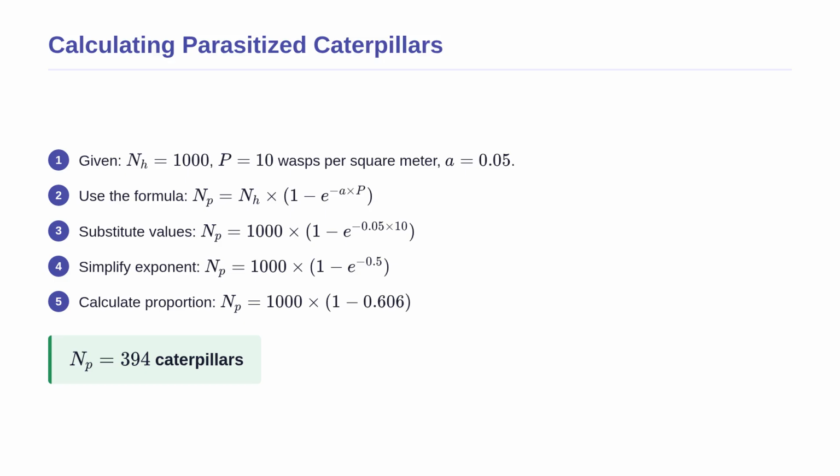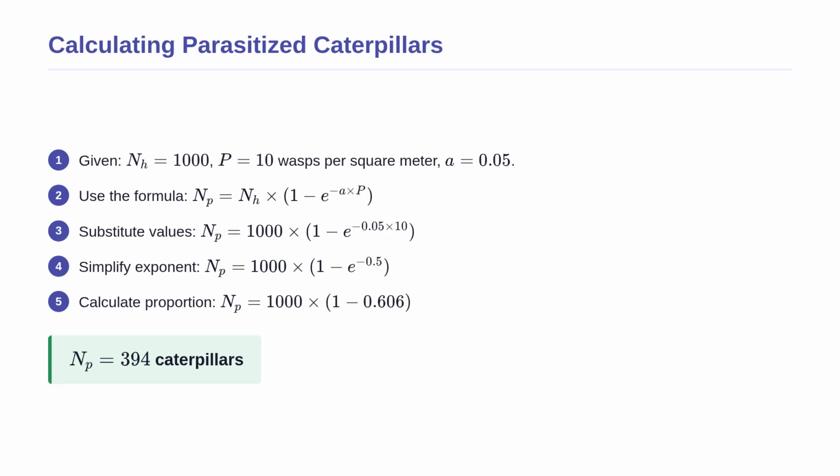Let us apply this model to a real farming scenario. A farmer has a greenhouse infested with an initial population, NH, of 1,000 caterpillars. They release wasps, creating a parasitoid density P of 10 wasps per square meter. The search efficiency A is 0.05. We need to calculate how many caterpillars will be killed. We use our parasitism equation to find the number of doomed pests.